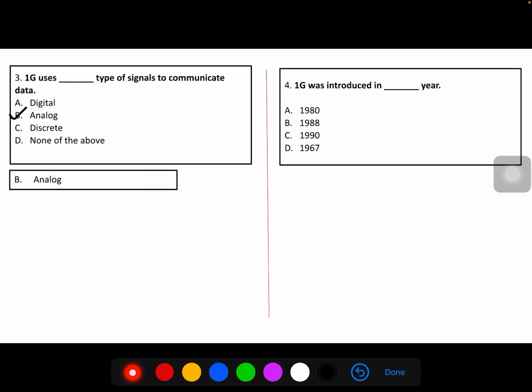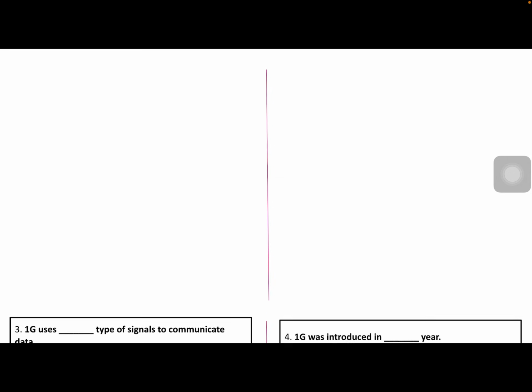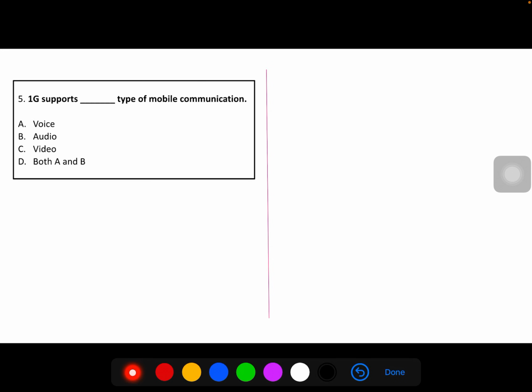Next question. 1G was introduced in dash year. We all must remember that 1G was introduced in 1980. Next question. 1G supports dash type of mobile communication. Options are voice, audio, video, both A and B. I already told you in the previous question that 1G was mainly designed for voice communication, and voice communication means audio communication. So both A and B are correct, and hence the option is D, that is both A and B.